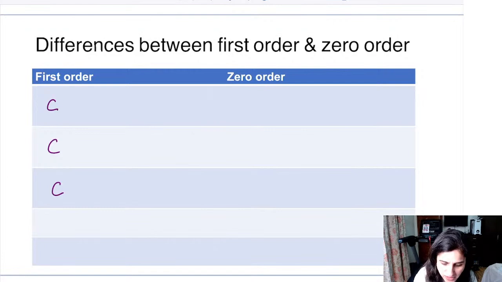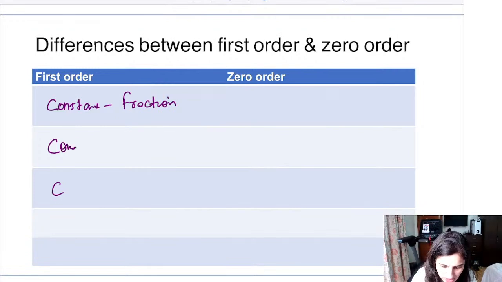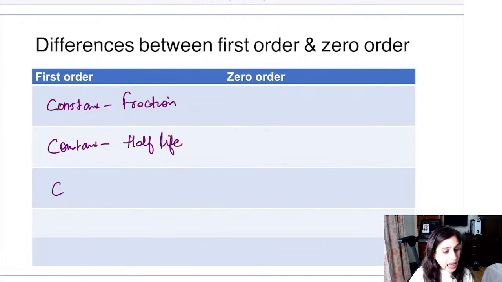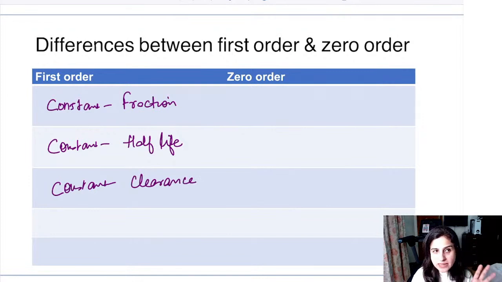For first order, the first constant is the fraction, as we did. A constant fraction of the drug is eliminated. Whether it is 20%, 30%, 40%, 4%, some constant fraction is eliminated per unit time. Okay? The second thing that is constant is your half-life. The half-life is constant in the first order kinetics. Right? The third constant is the clearance. So these three things are constant in first order kinetics, right?